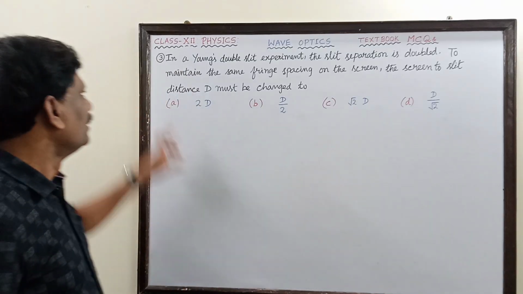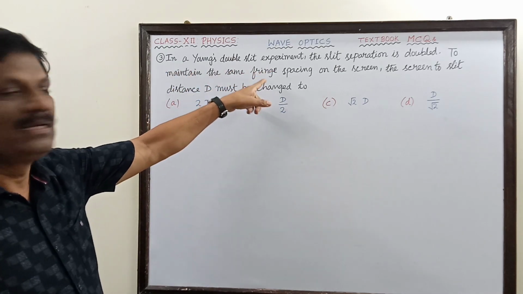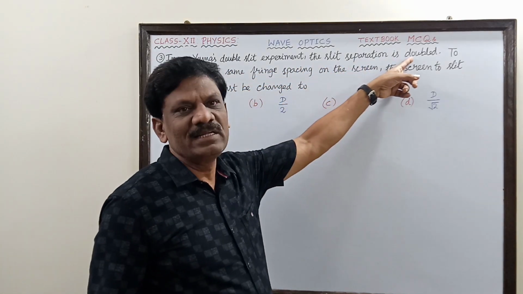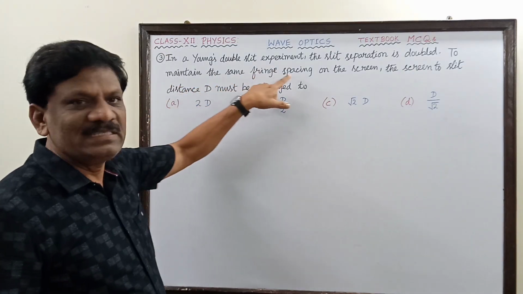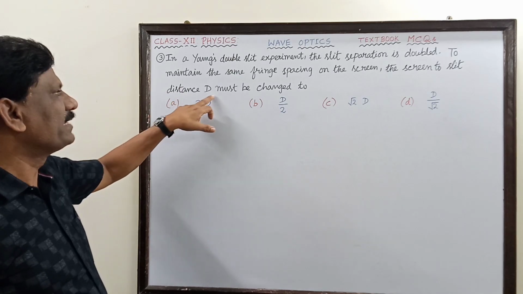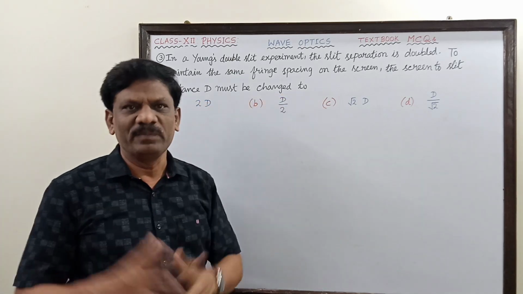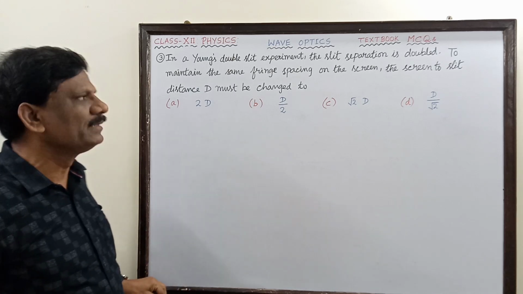Hi students, MCQ number 3. In a Young's double slit experiment, the slit separation is doubled. To maintain the same fringe spacing on the screen, the slit to screen distance capital D must be changed to what value? Very direct question in competitive exams, many times repeated question.